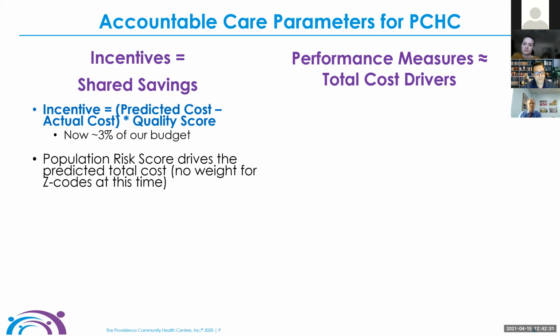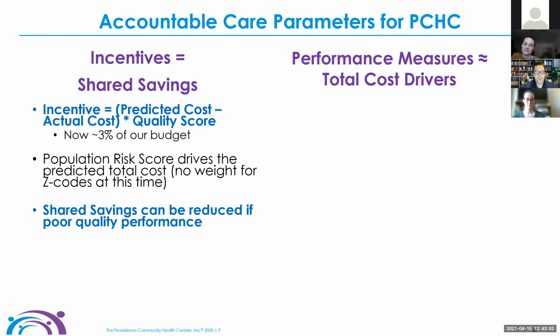It's lovely. So the population risk score, those ICD-10s that you're passing through your claims engine and so forth, are driving the predicted total cost of care. Unfortunately, to my knowledge, there's no weight associated with Z codes at the present time. I'll say that one more time. Unfortunately, for reasons that are totally beyond me, there's no weight associated with Z codes at this time. I'm going to show you the weight. It's there. It should be.